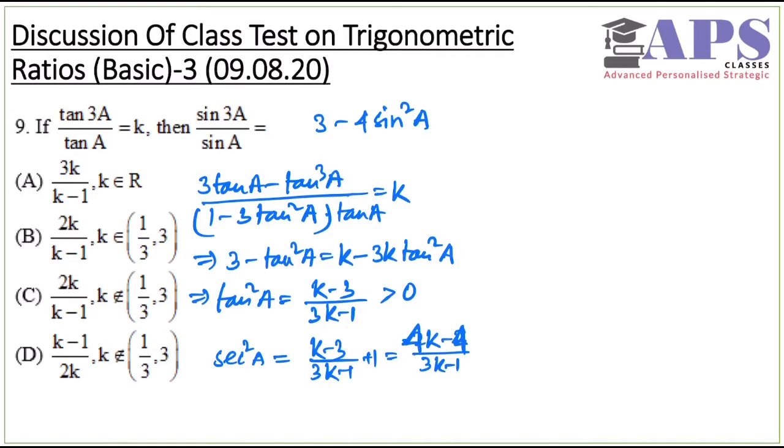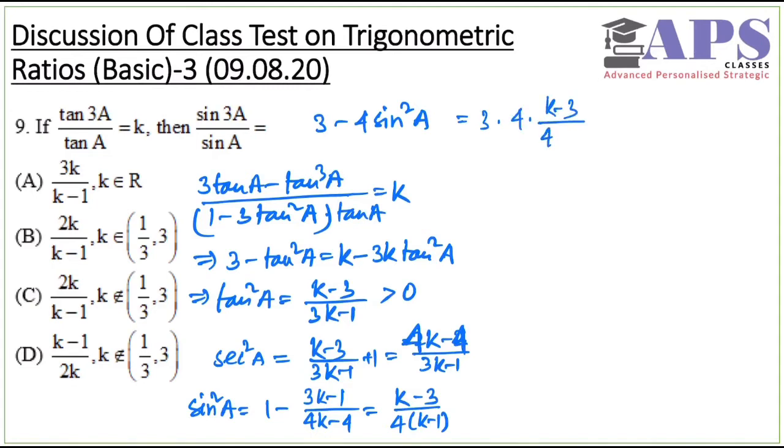Right, so cos square is the reciprocal of that, and sin square a then will be 1 minus cos square, that's 1 minus (3k minus 1) by (4k minus 4), which is (4k minus 4 plus 1 minus 3k) by 4 into (k minus 1). That's our sin square a that can be put here now. So 3 minus 4 into (k minus 3) by 4 into (k minus 1). So 4 is cancelled and I am getting (3k minus 3 minus k plus 3) divided by (k minus 1), which is giving 2k by (k minus 1).